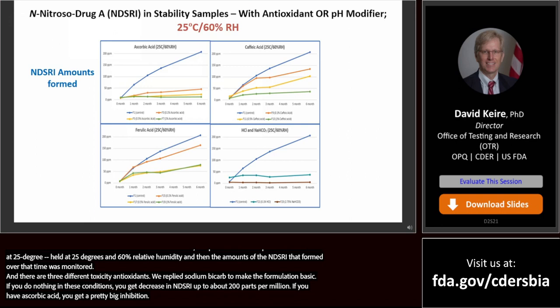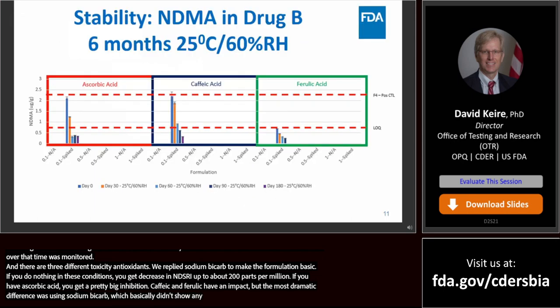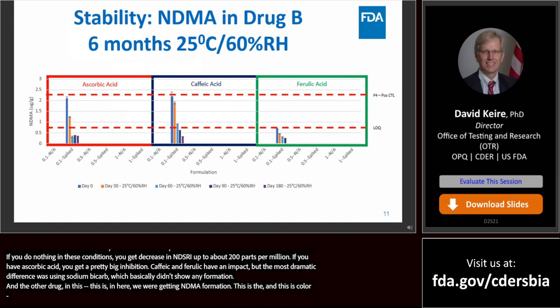Caffeic and ferulic also have impact, but not as much as ascorbic acid in this case. And actually, the most dramatic difference was using the sodium bicarb, which basically didn't show any formation in the other drug, and here we were getting NDMA formation. This is color coded through the 3 antioxidants: ascorbic acid, caffeic acid, and ferulic acid.